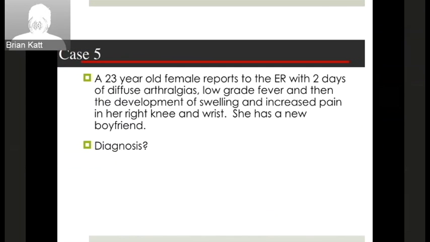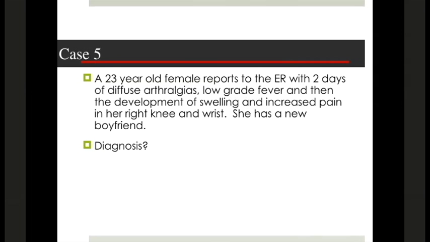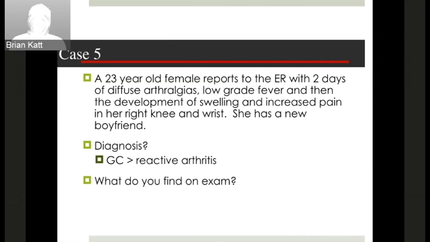So, a 23-year-old female reports to the emergency room with 2 days of diffuse arthralgias, low-grade fever, and then the development of swelling and increased pain in her right knee and wrist. She has a new boyfriend. So, what's her diagnosis? Gonorrhea, yeah. So, what do you find on exam?